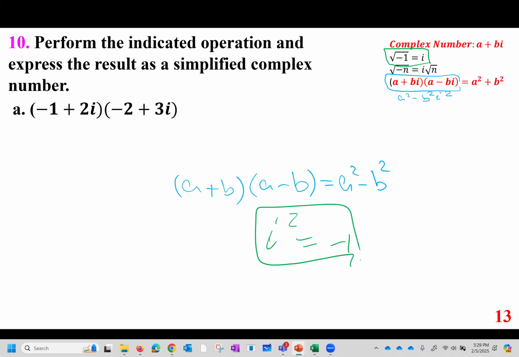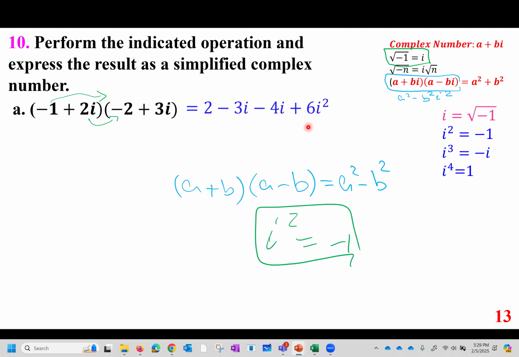Now, you want to multiply, just do the distributive property. So first you multiply by negative 1, and then 2i as follows. So minus times minus positive 2 minus 3i minus 4i plus 6i squared. So imagine it's x, and do the FOILing. Then we are going to change this.